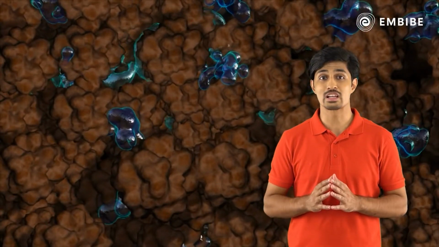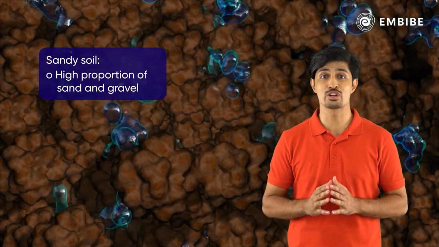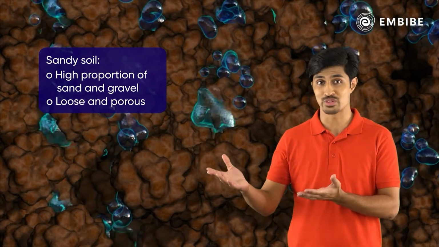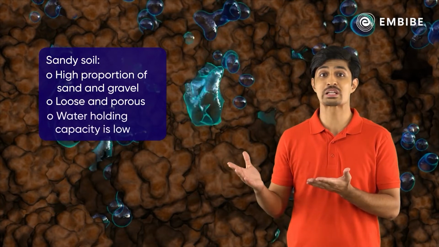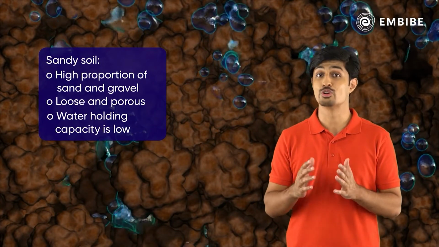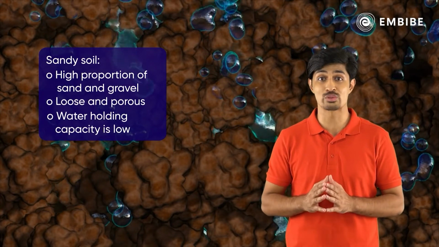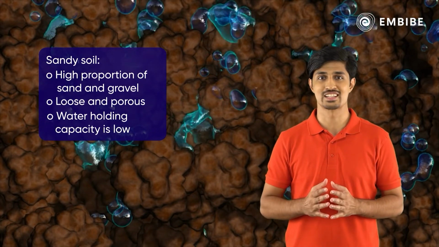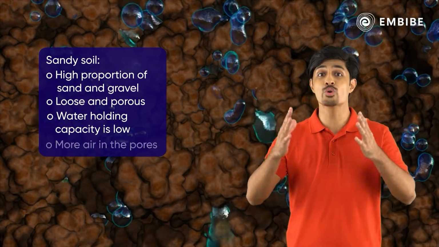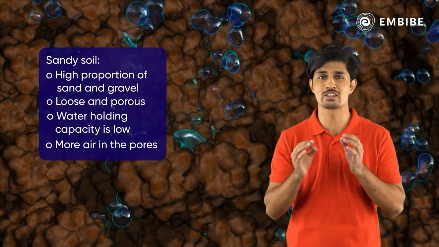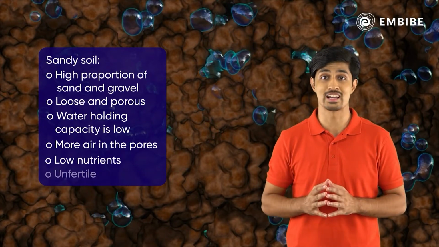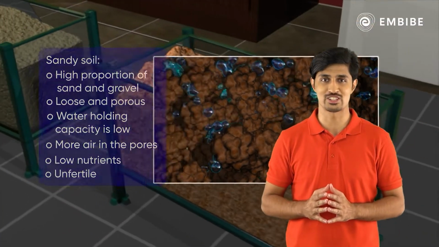This type of soil contains a higher proportion of sand and gravel. It is usually loose and porous. Its water-holding capacity is low, so we observe the water molecules seeping through the soil particles at a very fast rate. These pores have more air that contains very little nutrients. So, this soil is very unfertile and not suitable for vegetation.